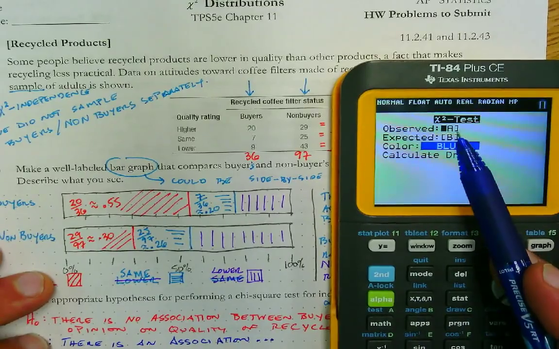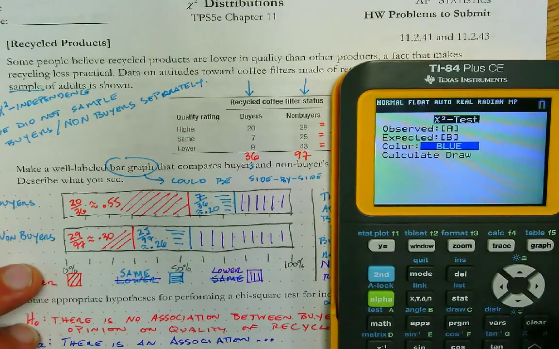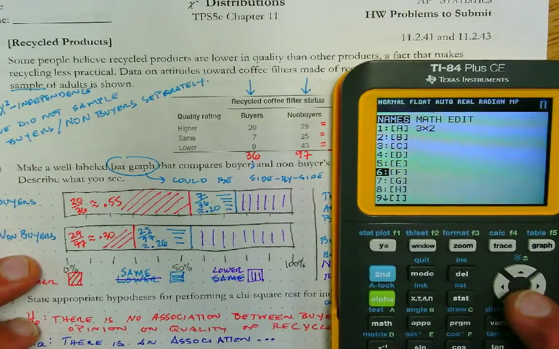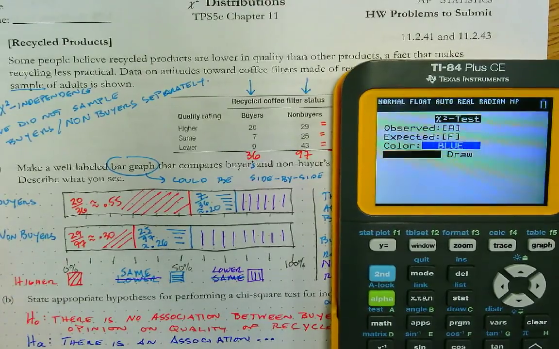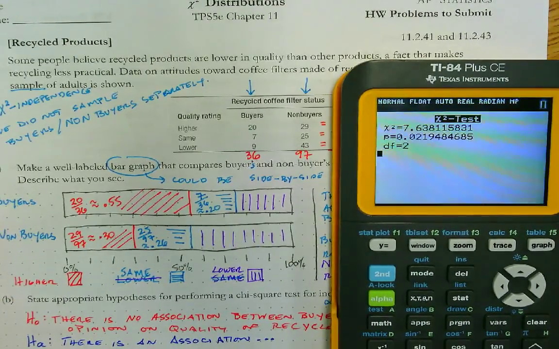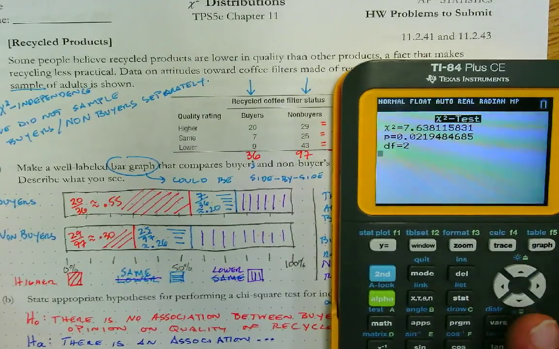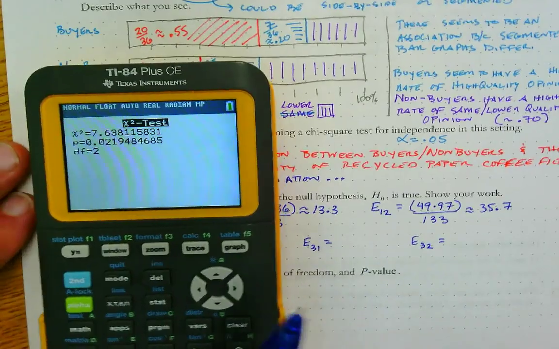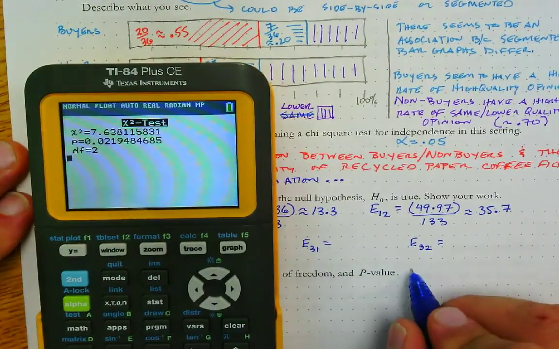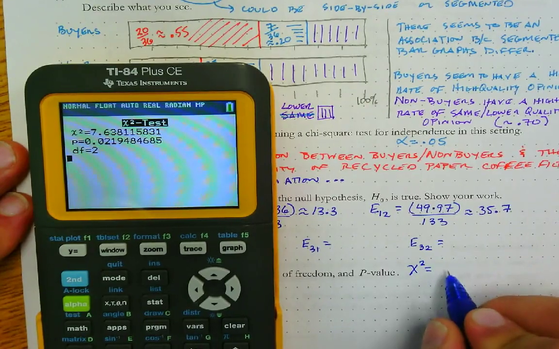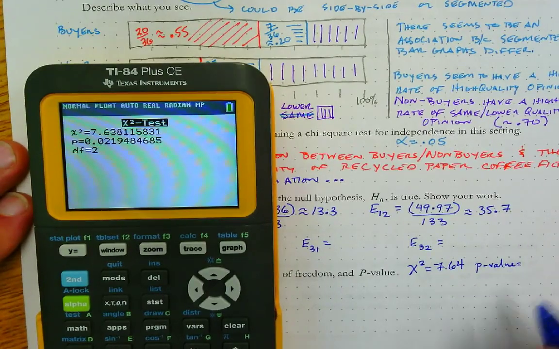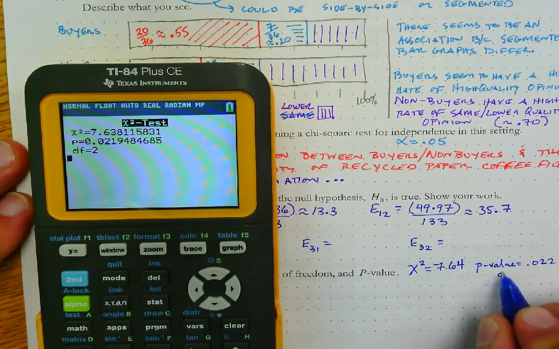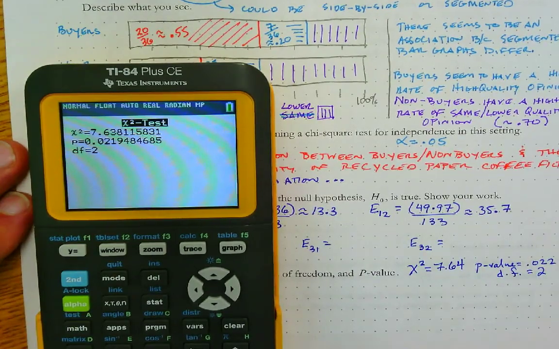Our observed data is in this matrix, and the expected data, we can really pick whatever matrix we want. So let's say I go to matrix F. It just means that I'm going to store my information in matrix F. So I'll go through and calculate, and I have these values. The chi-squared statistic I'm probably going to need later on, so I'm going to jot it down: I have a chi-squared of 7.64, a p-value of 0.022, and degrees of freedom of 2. I'll probably need them later.